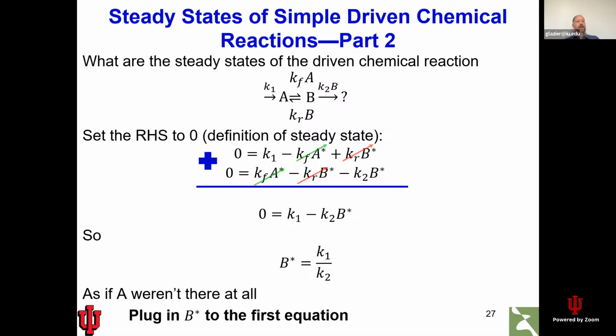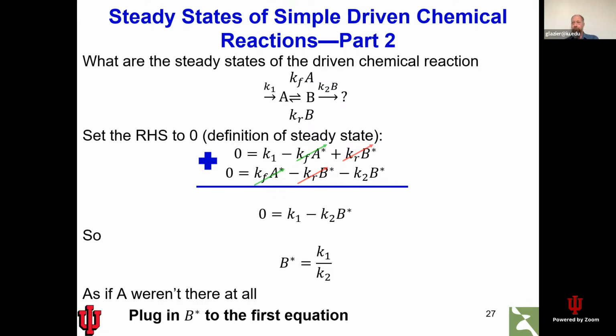So if I have some long set of chemical transformations, I have a source of something here, it gets destroyed over there, and I have some long set of transformations in between, and I want to know how much I have at steady state. The answer is none of those intermediate reactions make any difference. It's only the amount that I put in and the amount that I get out.